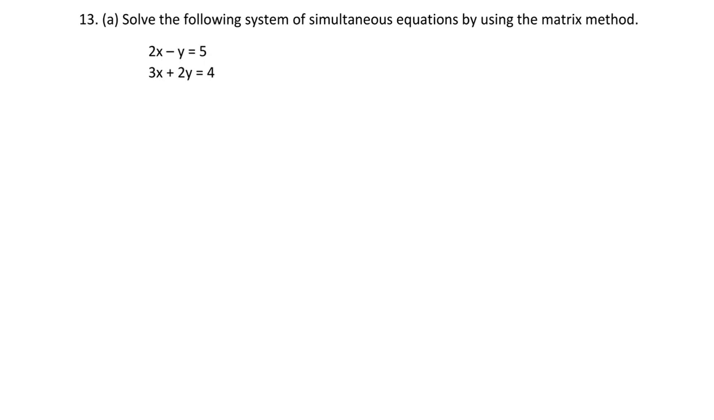Question number 13, part A. Solve the following system of simultaneous equations by using the matrix method. So we've been given two equations there. This is the matrix problem. First, let us express our equation in matrix format. Then we have matrix 2, 3, negative 1, 2 times matrix x, y equals matrix 5, 4. We are going to call this equation number 1.